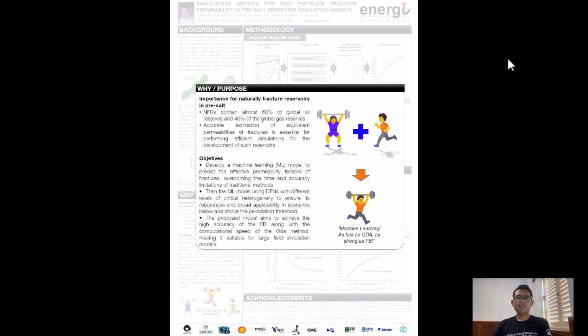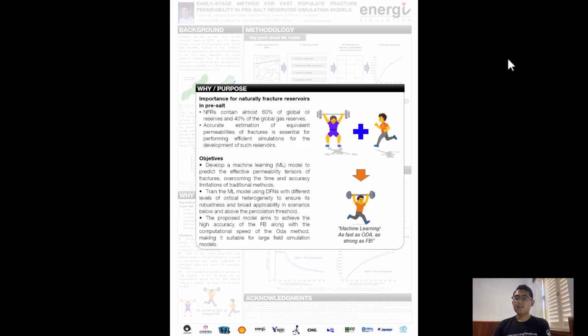But if there are already three different methods for upscaling, why are we working on this? Well, as mentioned by Elfeel and Geiger, half of the world's petroleum reserves are concentrated in carbonate reservoirs, and most of them are naturally fractured. The presence of these fractures creates preferential flow paths. It means channeling with high anisotropy ratio, and because of this, choosing the right technique to upscale the permeability of the discrete fracture network model is vital for maximizing recovery from these reservoirs.